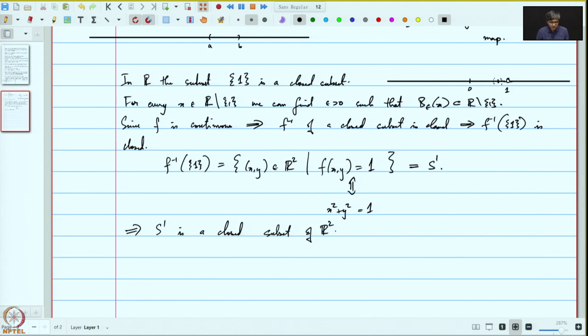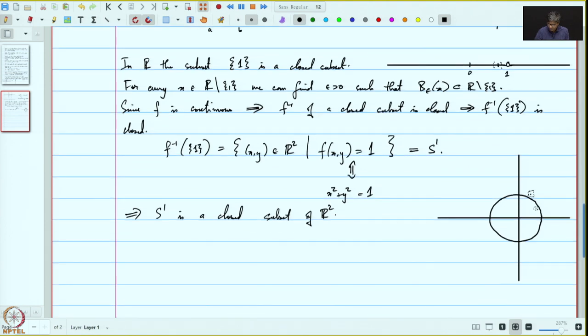On the other hand, we could have proved this fact directly from the definitions, because we can look at S1, right? And S1 is this. So if we take any point in R2 minus S1, we could have directly shown, and it's not very hard, that we can find a small ball or a square of radius epsilon which is completely contained inside the complement. So we could have proved that directly as well, right?